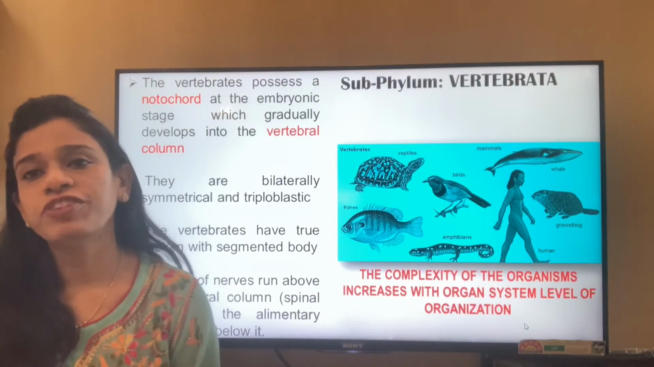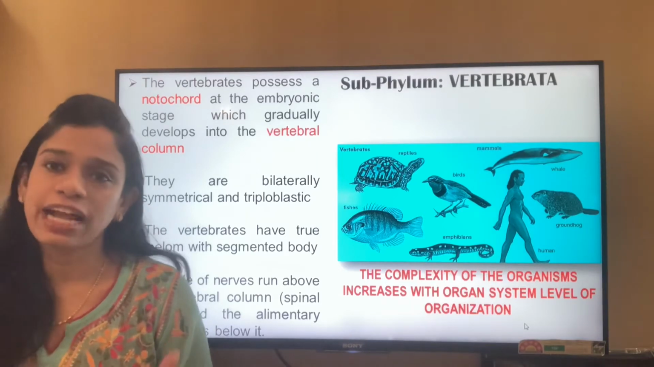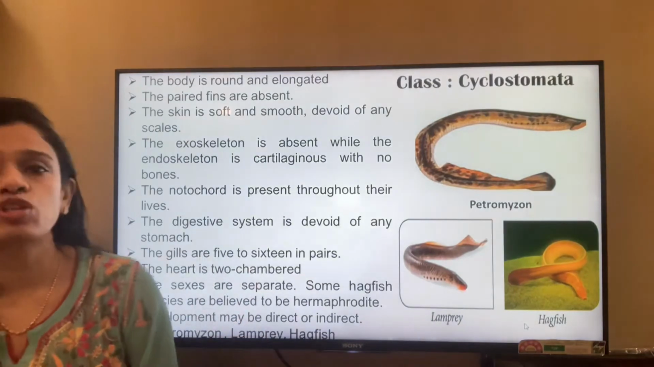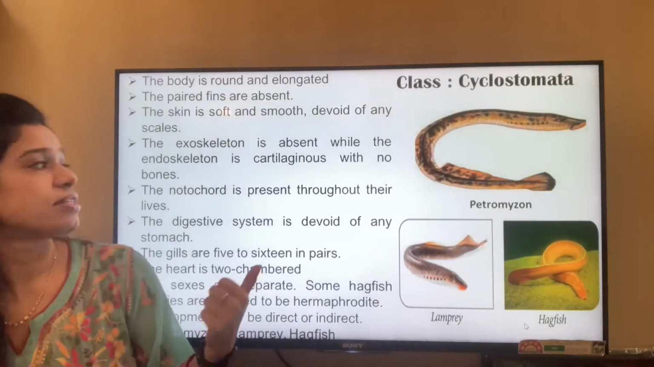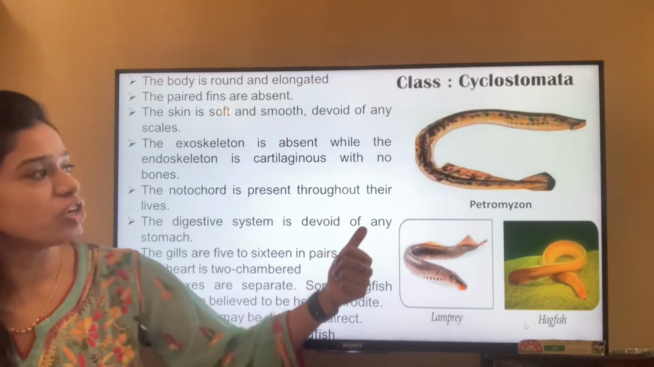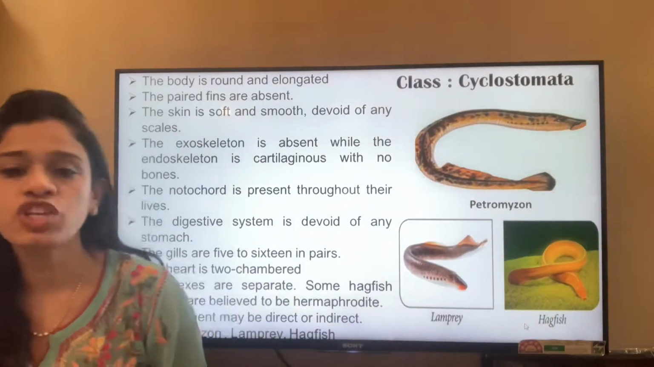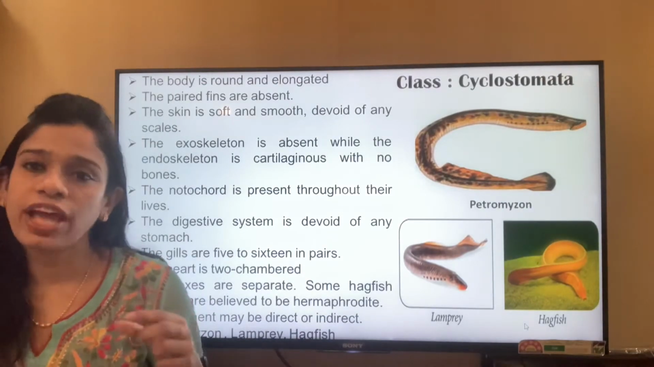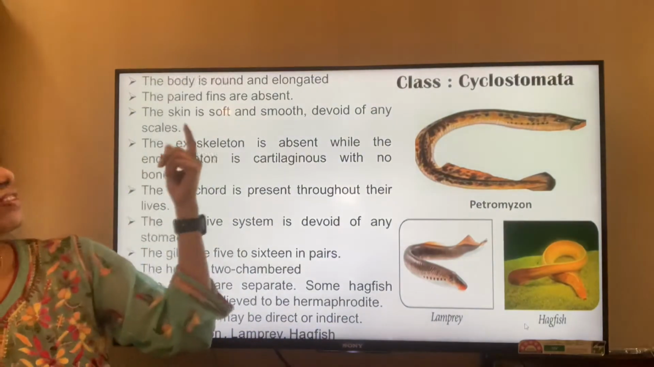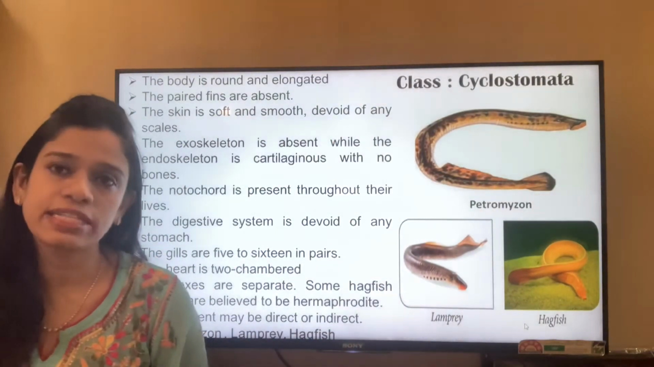Under the subphylum Vertebrata, again we have studied some of the classes. The first class is the Cyclostomata. As I have told you, as we can see in the picture, this is the petromyzon, lamprey and hagfish. They are mostly round and elongated. Their skin is soft, smooth and slippery, devoid of any scales. They do not have any scales.